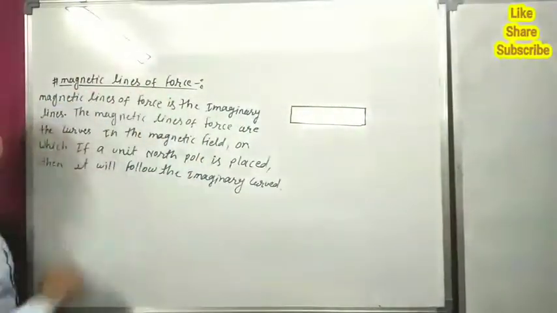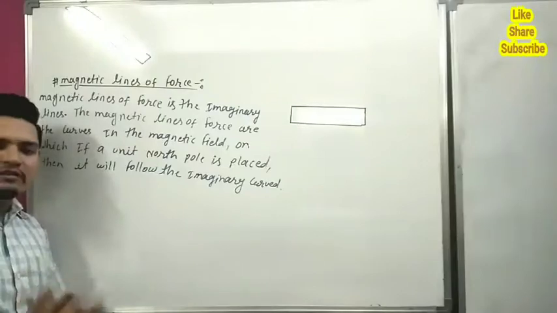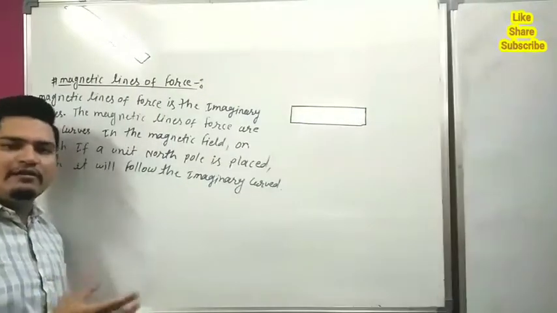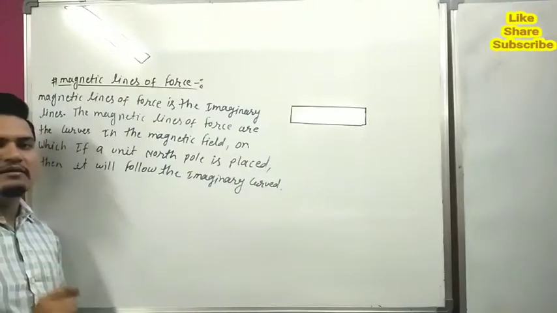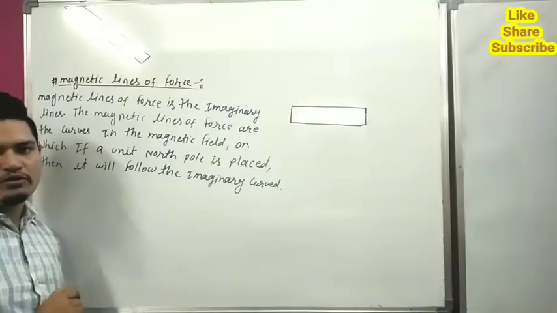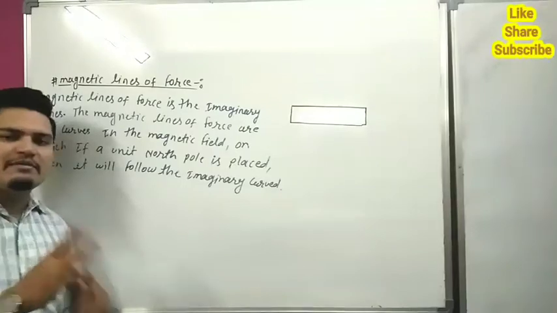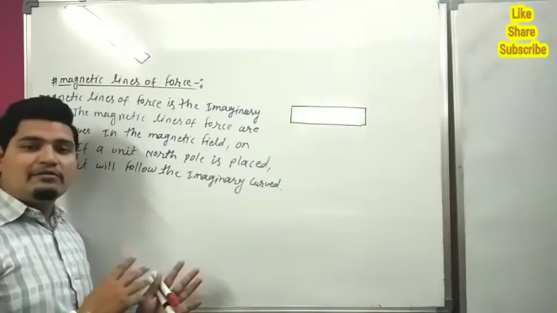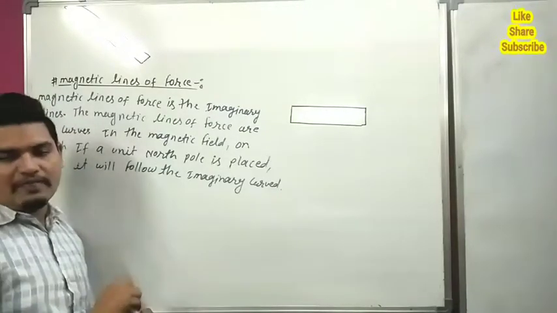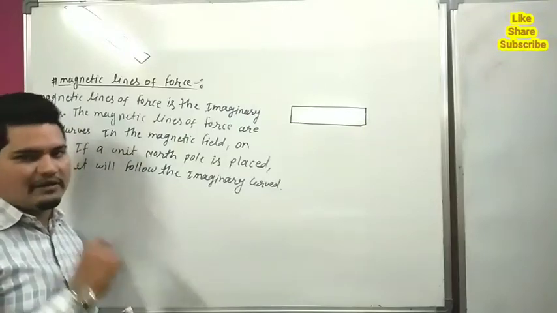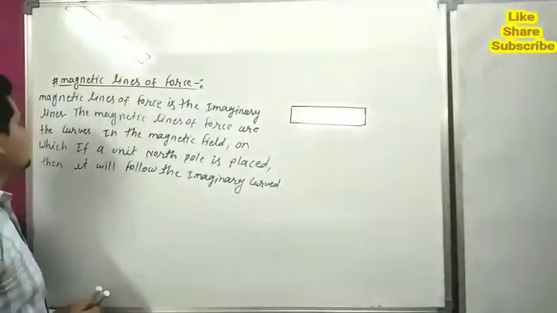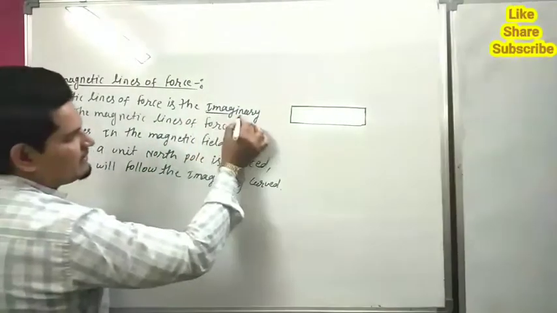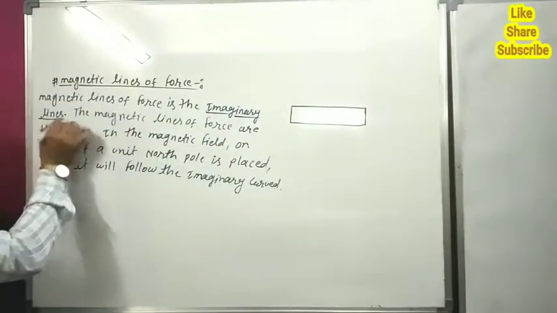Magnetic lines of force, like electric lines of force, are also imaginary lines. But magnetic lines of force are closed curves, whereas electric lines of force are open curves. So magnetic lines of force are imaginary lines.